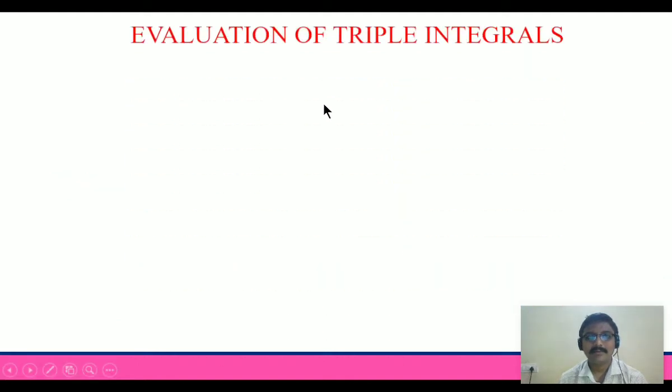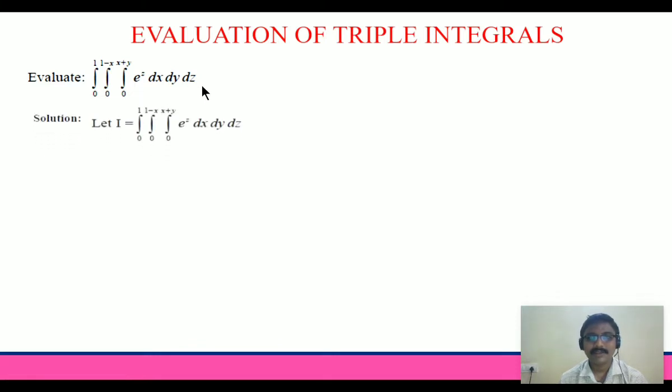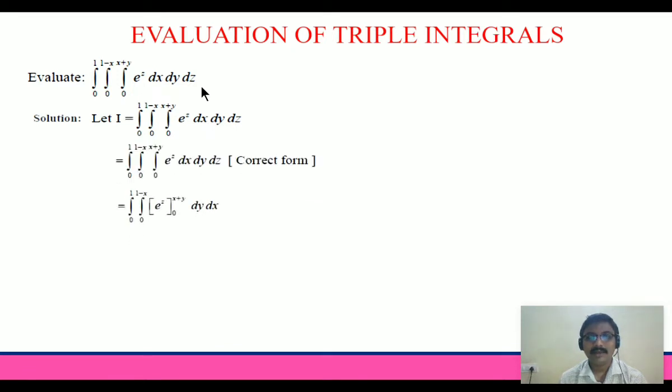Another problem, evaluate the sum. Here z limits are in terms of xy, y limits are in terms of x, and x limits are constant. But the given order is dx, dy, dz. First we have to take the solution, that is the inner integral is I. First we have to correct the form. Now we have to integrate first with respect to z.